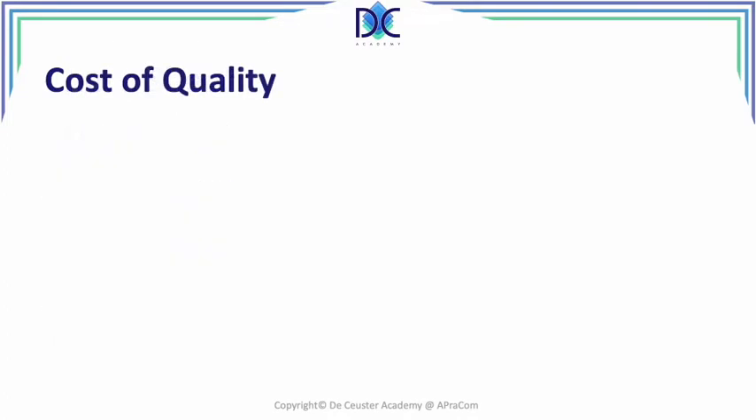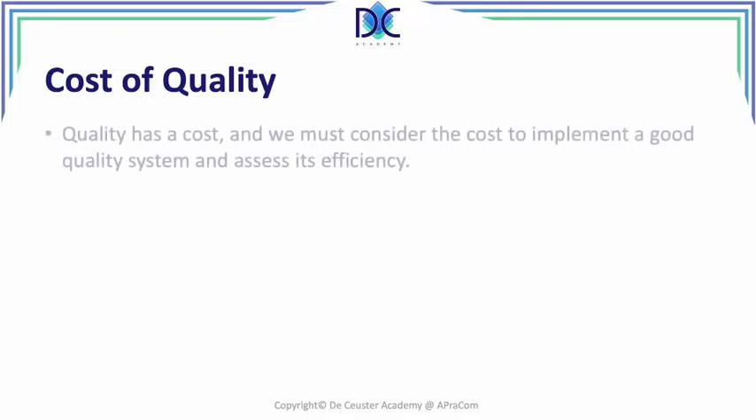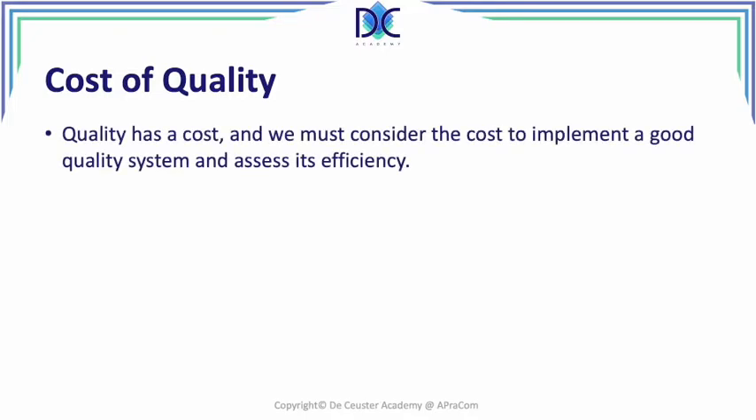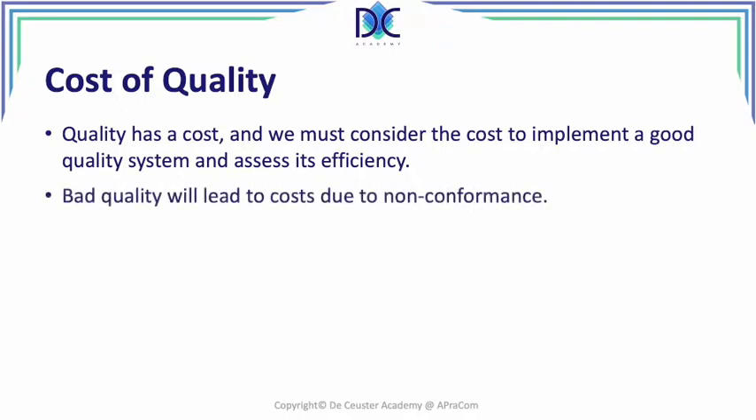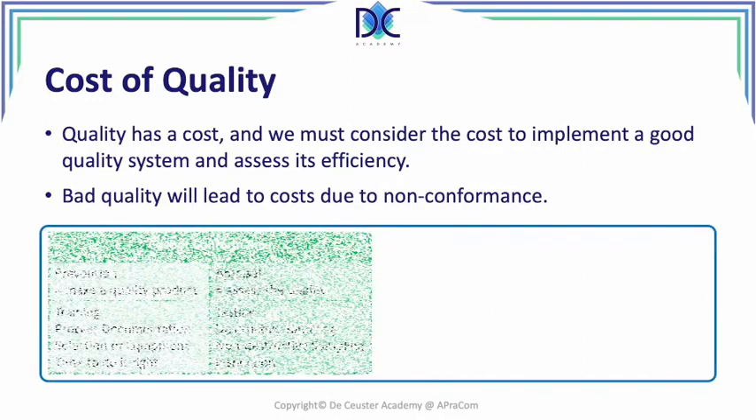Another element related to quality is what we call the cost of quality. Quality is not for free, and we must consider the cost to implement a good quality system and assess its efficiency. Bad quality will lead to costs due to non-conformance. So let's have a look at those different elements.